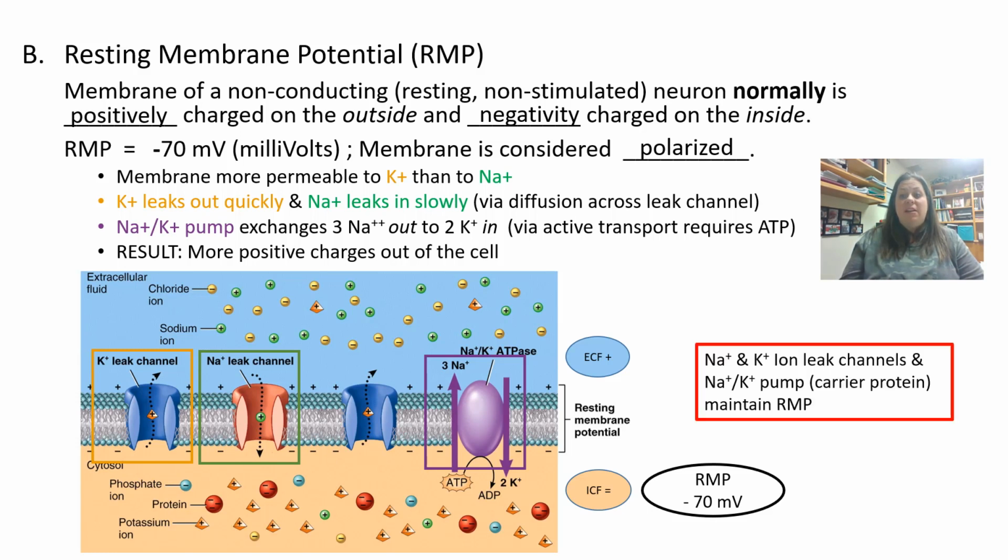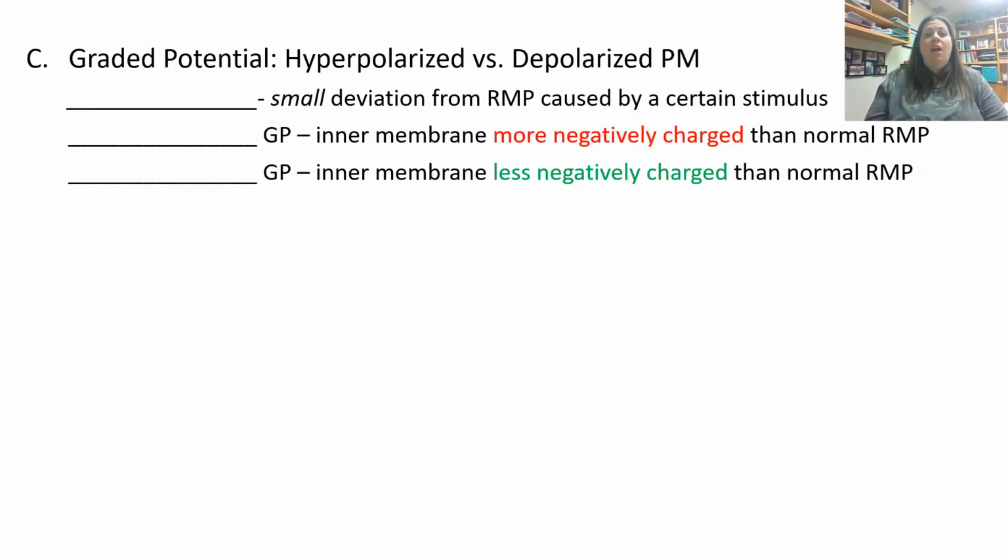So sodium and potassium ion channels are going to leak, and this is going to move sodium and potassium into the cell, but we see that the sodium and potassium pump is going to end up creating this gradient, maintaining this resting membrane potential. So let's talk a little bit about graded potentials, where we're talking about either hyperpolarization or depolarization. Graded potentials are going to be a small deviation off of that resting membrane potential. So it's going to cause it to change a little bit off of that -70.